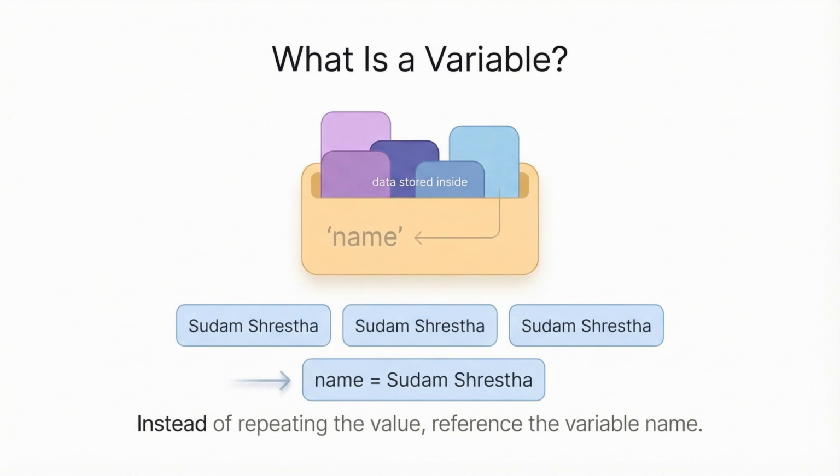The instructor used a great example here. Imagine the text Sudham Shrestha appearing in 3 different places on a page. Instead of typing that name 3 times, you store it once in a variable called name and call that variable wherever you need it. Change the variable and all 3 places update instantly. The same logic applies perfectly to colors in CSS.